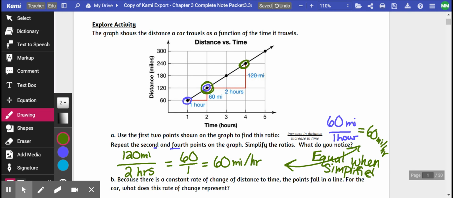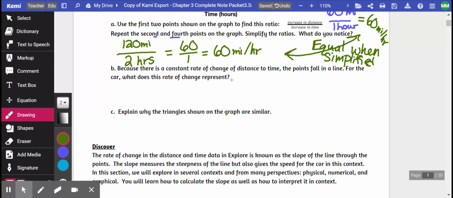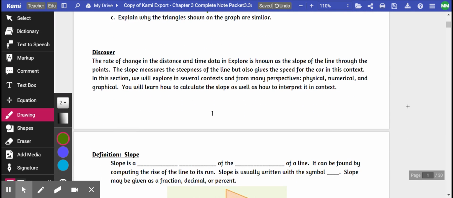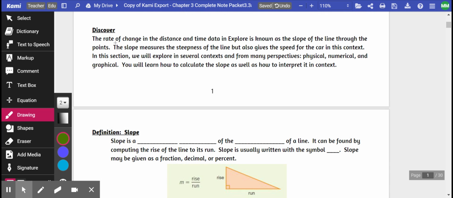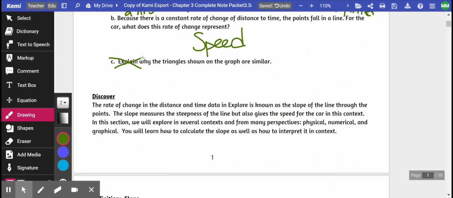So part B then says, because there is a constant rate of change of distance to time, the points fall in a line. For the car, what does this rate of change represent? And it represents our speed. All right, and we're going to skip C.